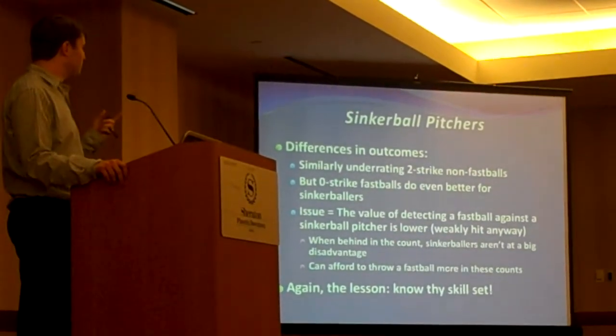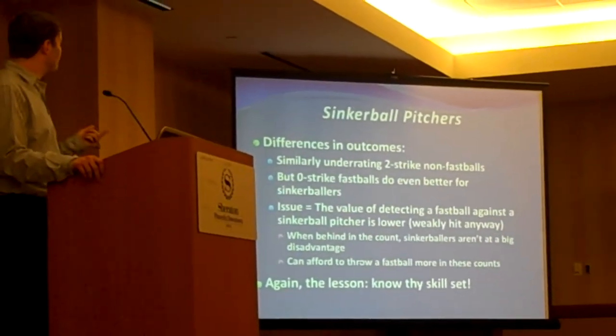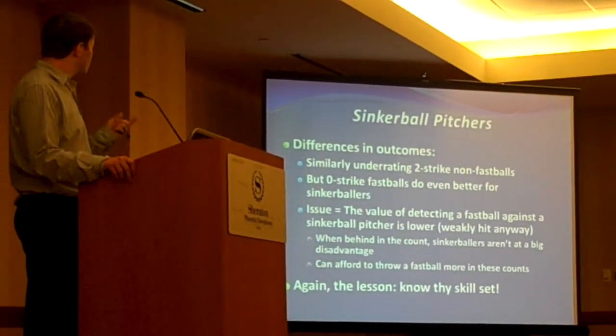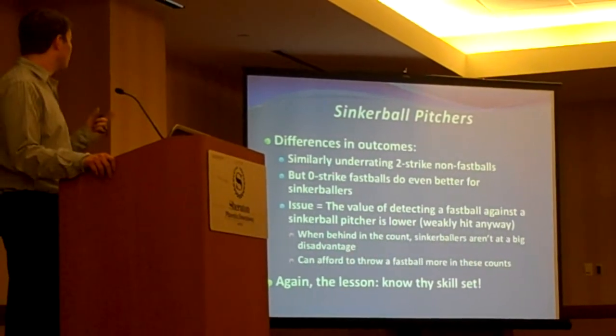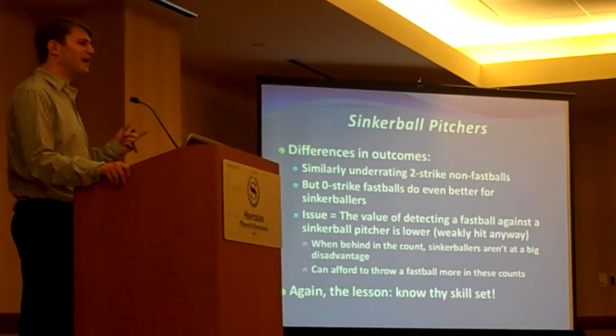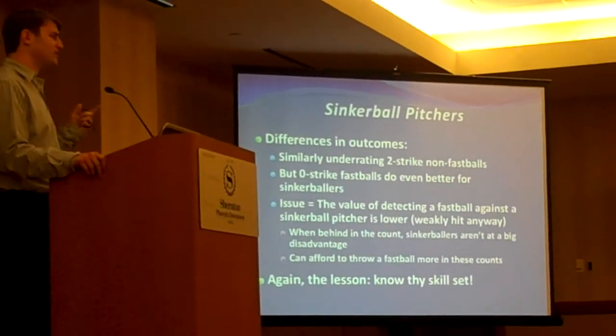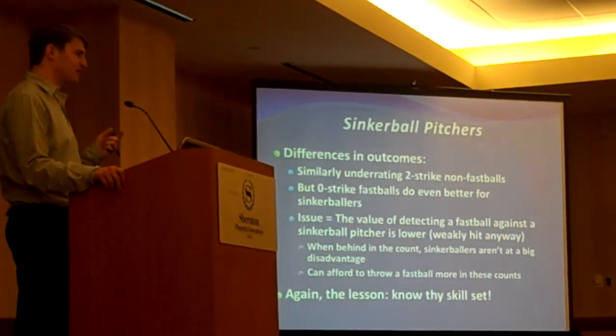In terms of outcome differences from the sinker ball perspective, they're doing similar things. They still underrate non-fastballs with two-strike counts, but especially with zero strikes, and especially getting to a 2-0 count, fastballs really do better in these counts, but they're still throwing a certain percentage of non-fastballs, and they should be really dropping it. They should be really coming in with the sinkers in a 2-0 count.